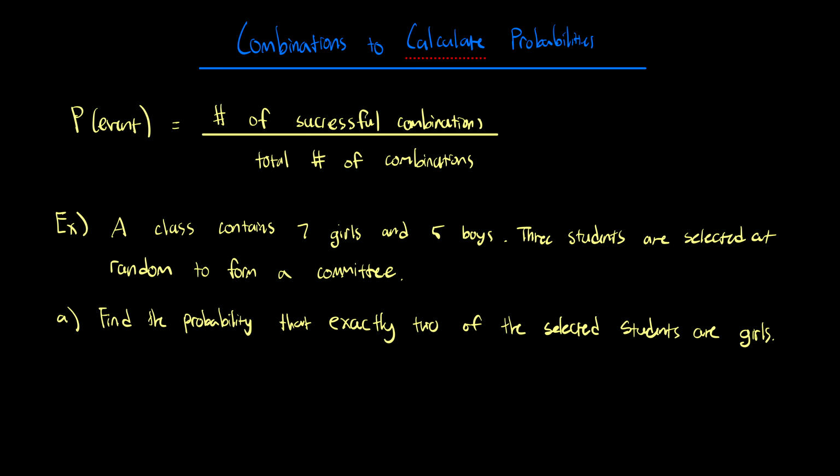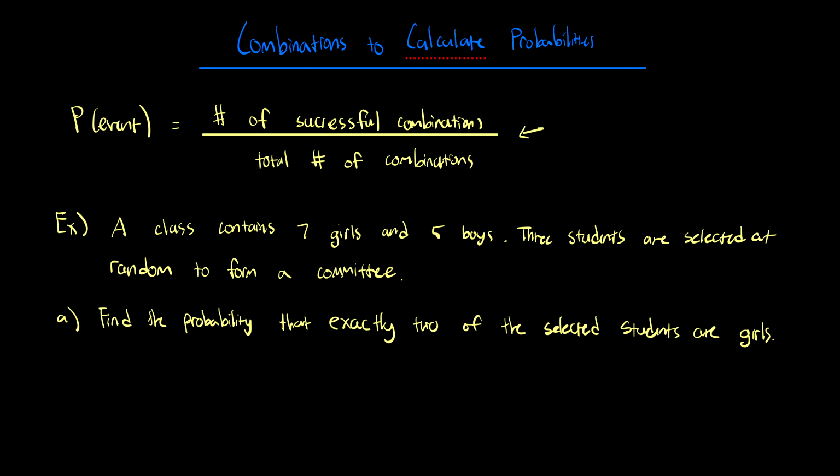Now let's talk about combinations to calculate probabilities. So in the IB, there's going to be many cases where it asks you about a probability of a number of successful combinations out of the total number of combinations. So you can expect that the equation is going to be like this: the number of successful combinations over the total number of combinations. And we'll go through an example just like that.